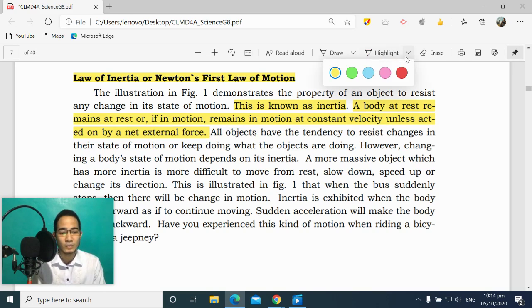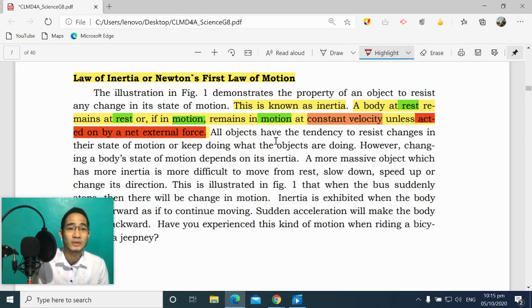Let's highlight the words. A body at rest will remain at rest, and a body in motion will remain in motion at what we call constant velocity. And of course, it will only change if there is an external force acted upon it. So those are the words related to the law of motion.